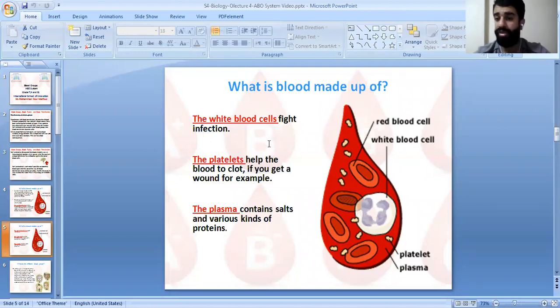So I repeat, the red blood cells have an important role in transportation of oxygen and carbon dioxide. They transport oxygen to the cells and they get carbon dioxide from the cells. The white blood cells are the soldiers in the army, the soldiers in the immune system. So they have an important role in protection and fighting against infection. The platelets. What is the role of the platelets? They have a role in clotting the blood. If we have an injury, they clot the blood. The plasma contains salts and different kinds of proteins.